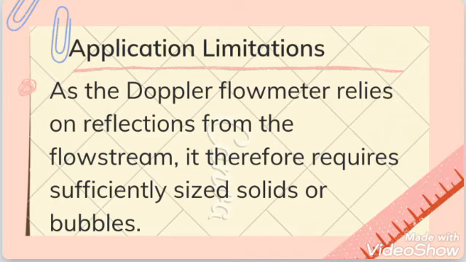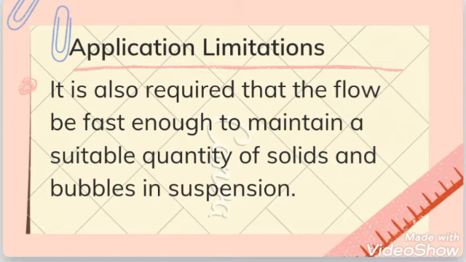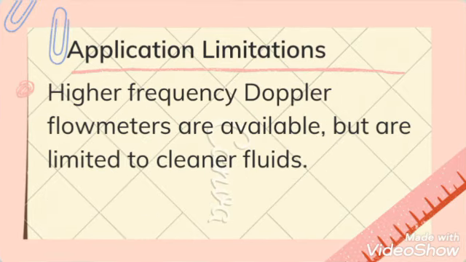As the Doppler flow meter relies on reflection from the flow stream, it therefore requires sufficiently sized solids or bubbles inside the fluid. It is also required that the flow be fast enough to maintain a suitable quantity of solids and bubbles in suspension. Then we will be able to measure the flow. Higher frequency Doppler flow meters are also available, but they are limited to cleaner fluids. They cannot measure slurries.